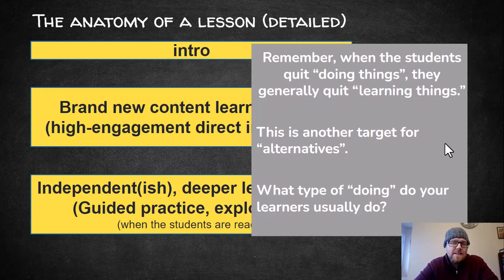For clarity's sake, I'll state my position that when students quit doing things, they generally quit learning things. So maximizing their learning during the teaching and learning time often is functionally equivalent to maximizing the amount of time they spend actively exploring the content. This is an additional target for alternatives. So considering what types of doing your students typically do during the learning experiences you build for them is a great way to spend some time considering how you might build some flexibility and some alternatives into your lesson build.